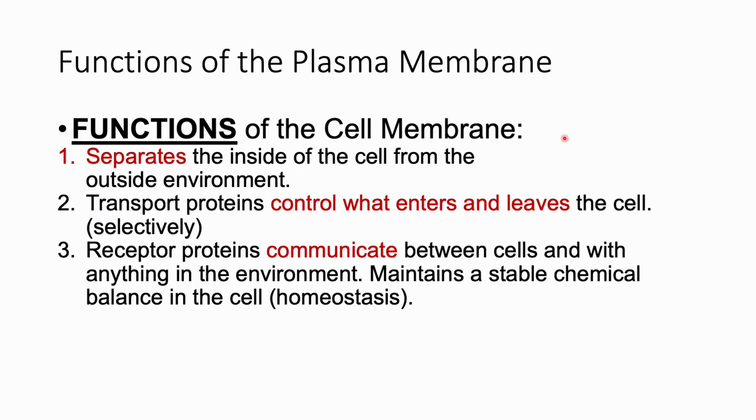Looking at the function of the cell membrane, it separates the inside of the cell from the outside environment. Remember, within the cell membrane, we had the two types of proteins. We had transport proteins, which are going to control what enters and leaves the cell. And then we can find the receptor proteins, which communicate between the cells and with anything within the environment. These receptor proteins are going to help maintain a chemical balance in the cell known as homeostasis.